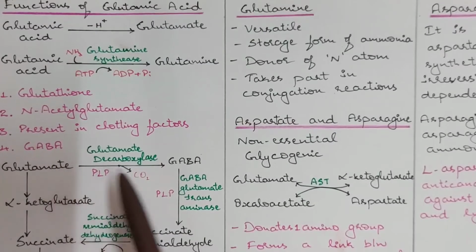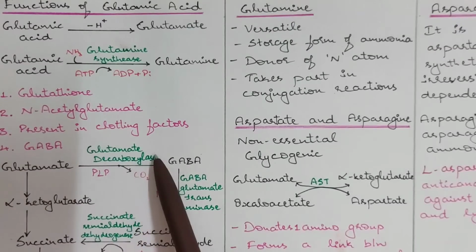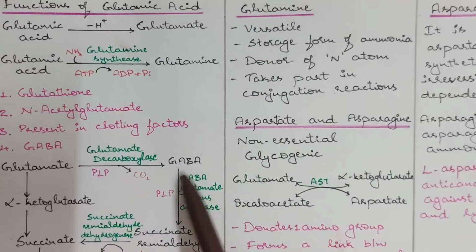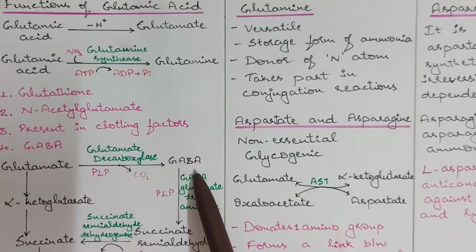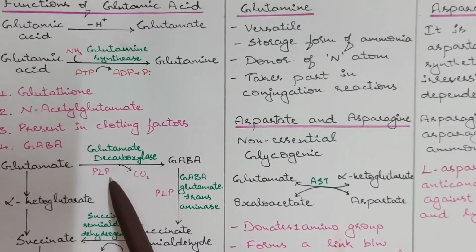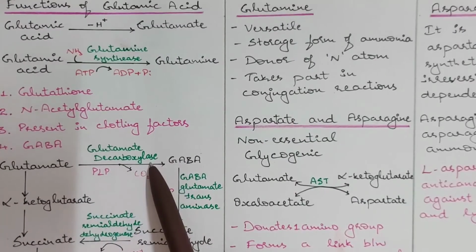The glutamate is decarboxylated in the presence of glutamate decarboxylase to form GABA. This is a sensitive and irreversible reaction. It is catalyzed by PLP, that is pyridoxal phosphate dependent glutamate decarboxylase.